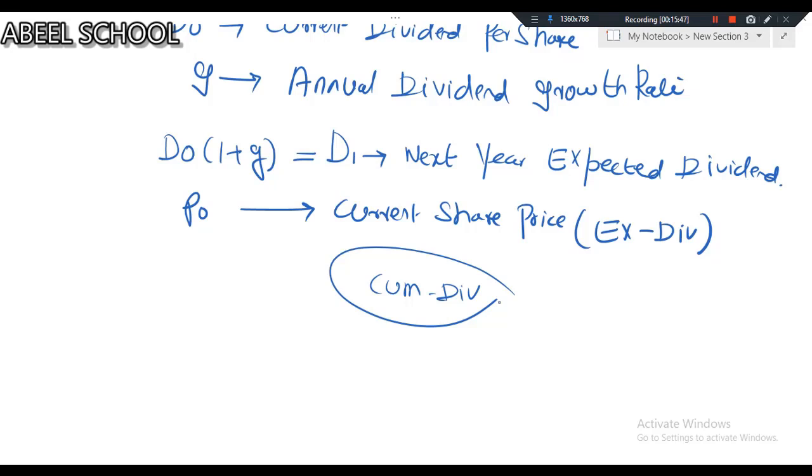Now another question. Why do we use ex div current share price in dividend valuation model? Why are we not using cum div? Let me give you the reason. Actually, we are calculating KE, which will be used in cost of capital. And the objective of cost of capital is investment appraisal. And dear student, investment appraisal is a long-term decision, it's not a short-term decision.